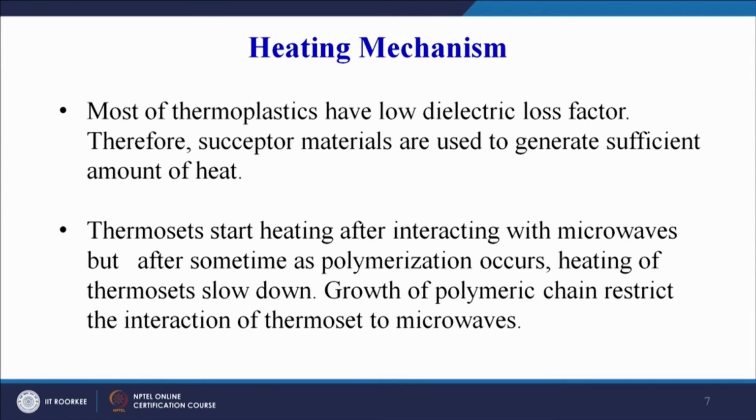Thermosets start heating after interacting with the microwaves, but after some time, as polymerization occurs, heating of thermoset slows down. This growth of the polymeric chain restricts the interaction of thermoset with the microwave. So this is just an explanation that our microwave heating mechanism is more advantageous in case of thermoplastic based composites and is not that successful in case of thermoset based composites, because of the reason given in point number 2.